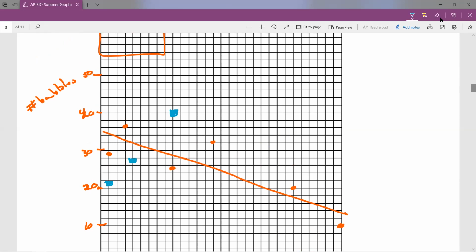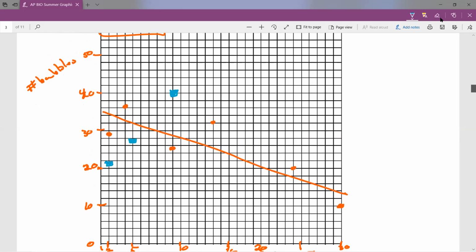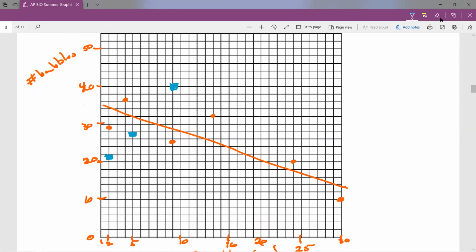Need to see everything. So 16 is that orange dot. And go up to 50. 25. 34. Okay, 25. 30, 2, 4 would be right there. And 30. 20.